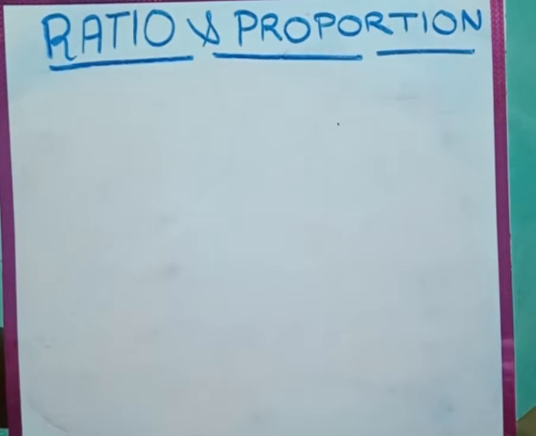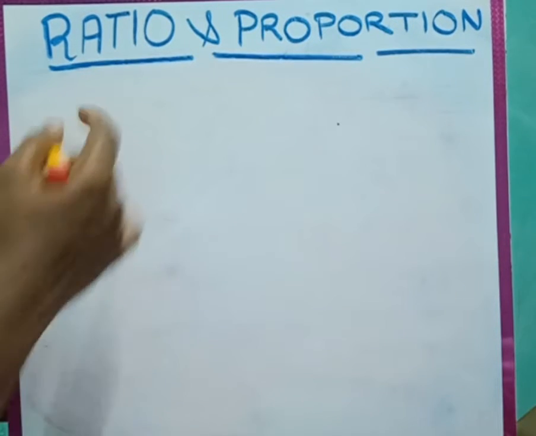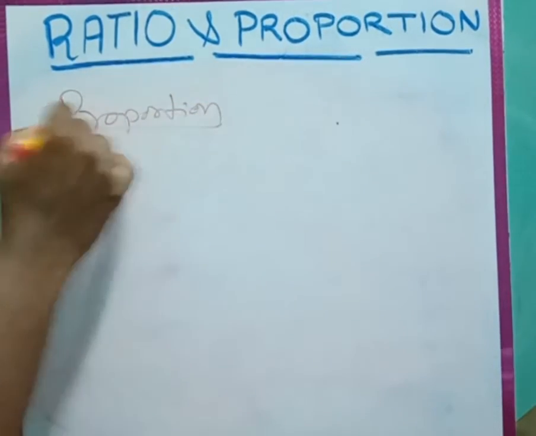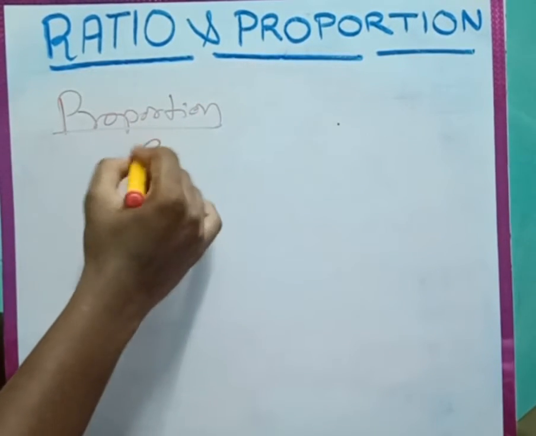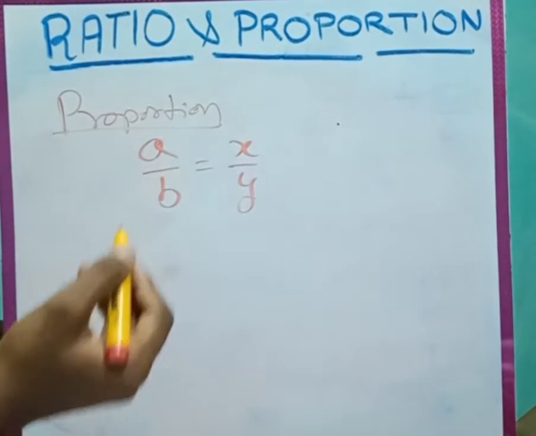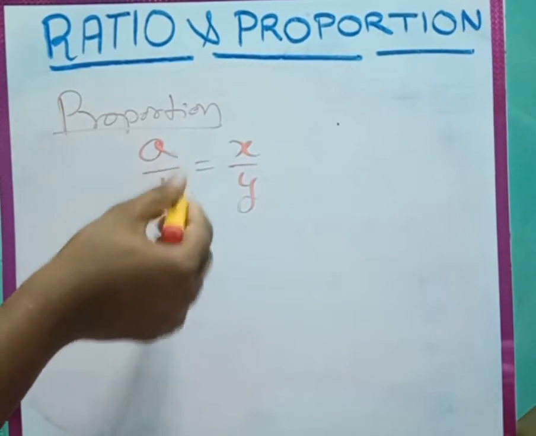So what I said in ratio is that we used to compare two or more similar quantities. But here in proportion, what we do is compare two or more similar ratios. For example, in proportion, if we have an expression like a by b equals x by y, what does it mean? That the fraction a by b is equal to x by y.